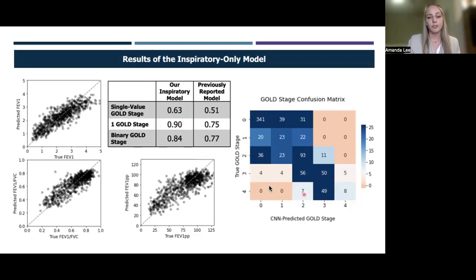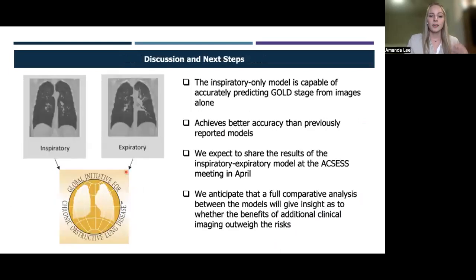Over here, we can see our confusion matrix for gold stage prediction. True gold stage and CNN predicted gold stage are summarized with count values and broken down by gold stage. Blue boxes represent high counts, while red boxes represent low counts. So overall, our inspiratory model is capable of accurately predicting the gold stage from images alone, and it's achieving better accuracy than previously reported models.